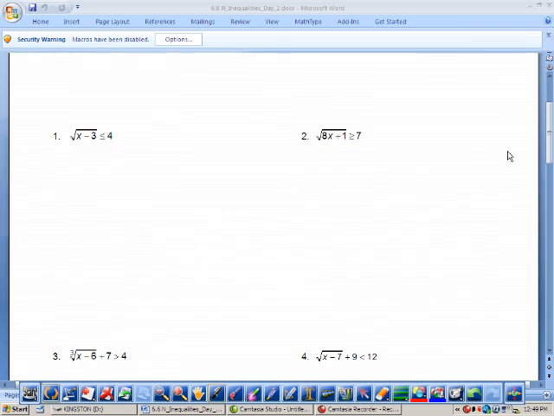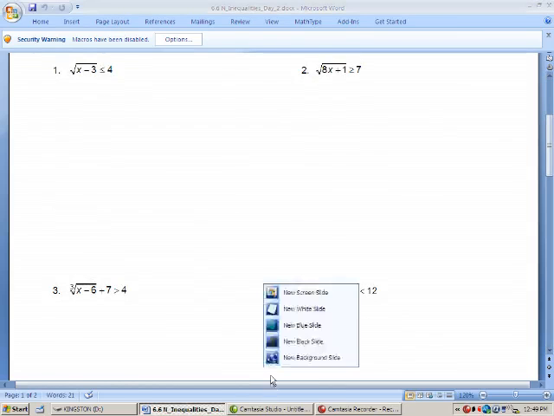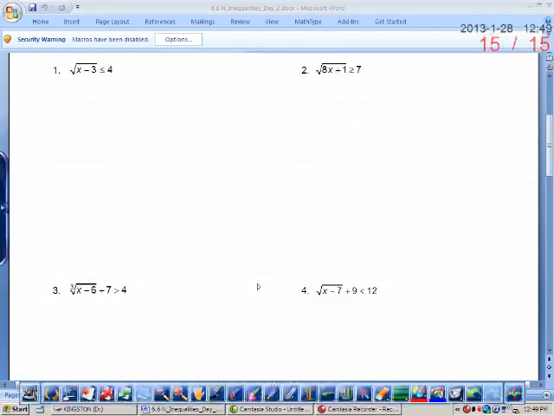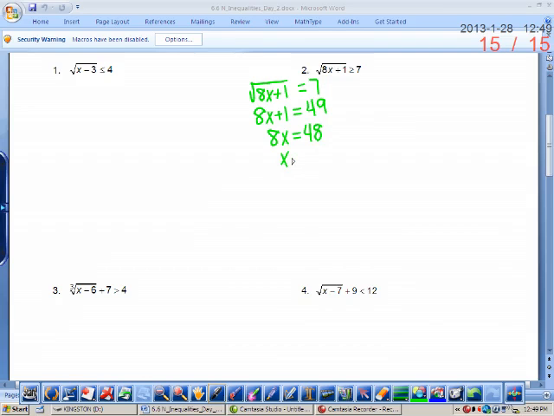All right, let's solve number 2. Square root of 8x plus 1 is greater than or equal to 7. So what do we do first? Okay, rewrite it as an equation. Go ahead and solve that equation. So we square both sides. Subtract 1. Divide by 8. We get x equals 6.